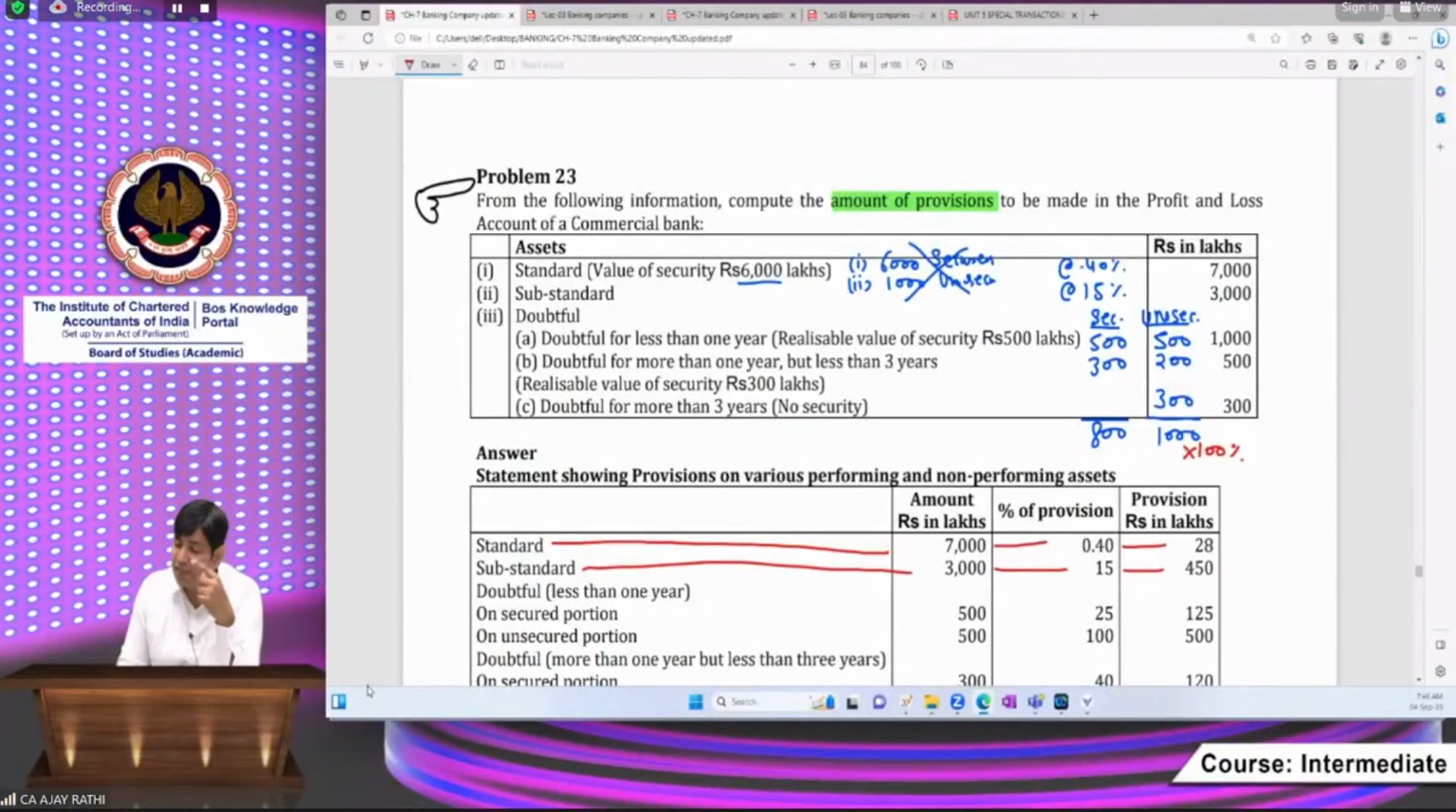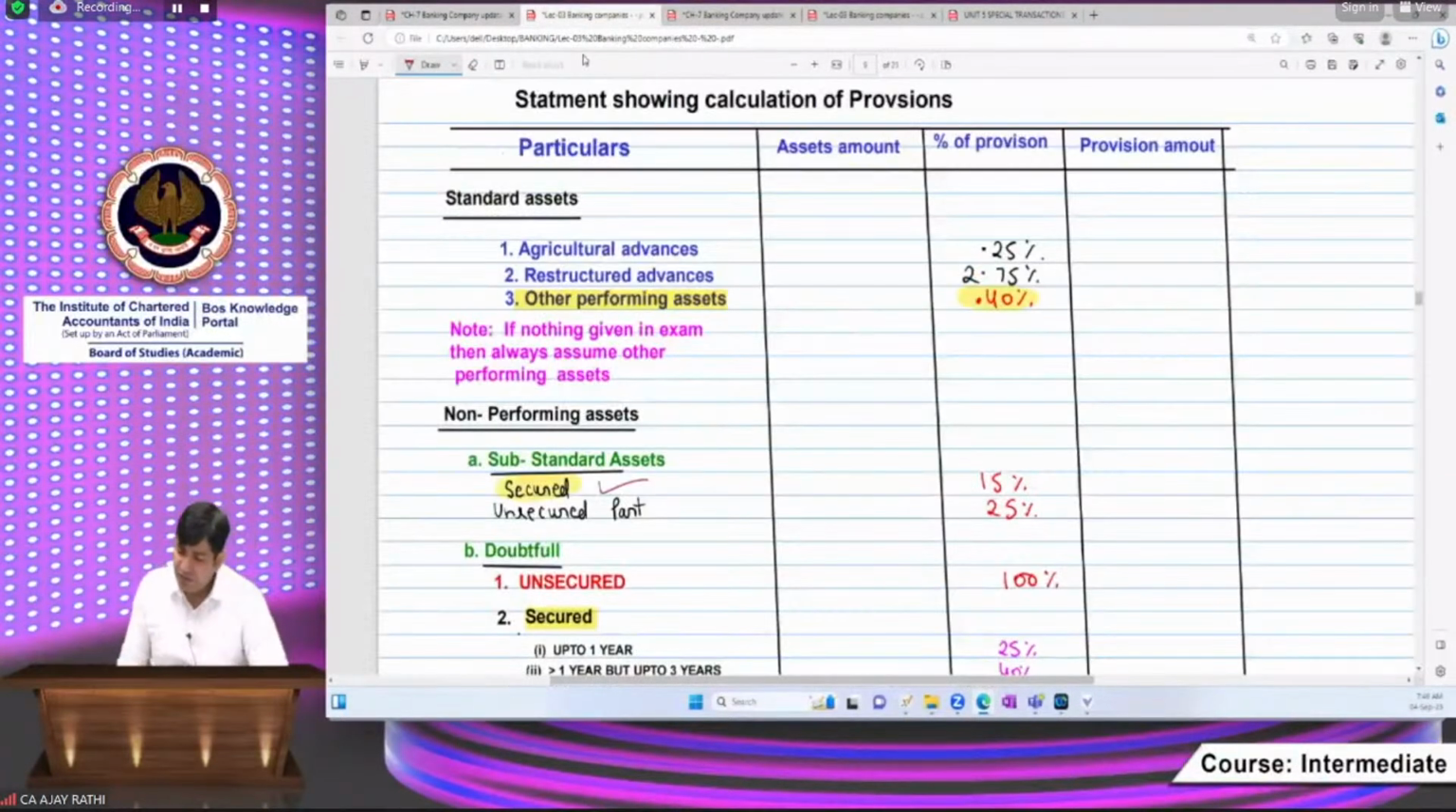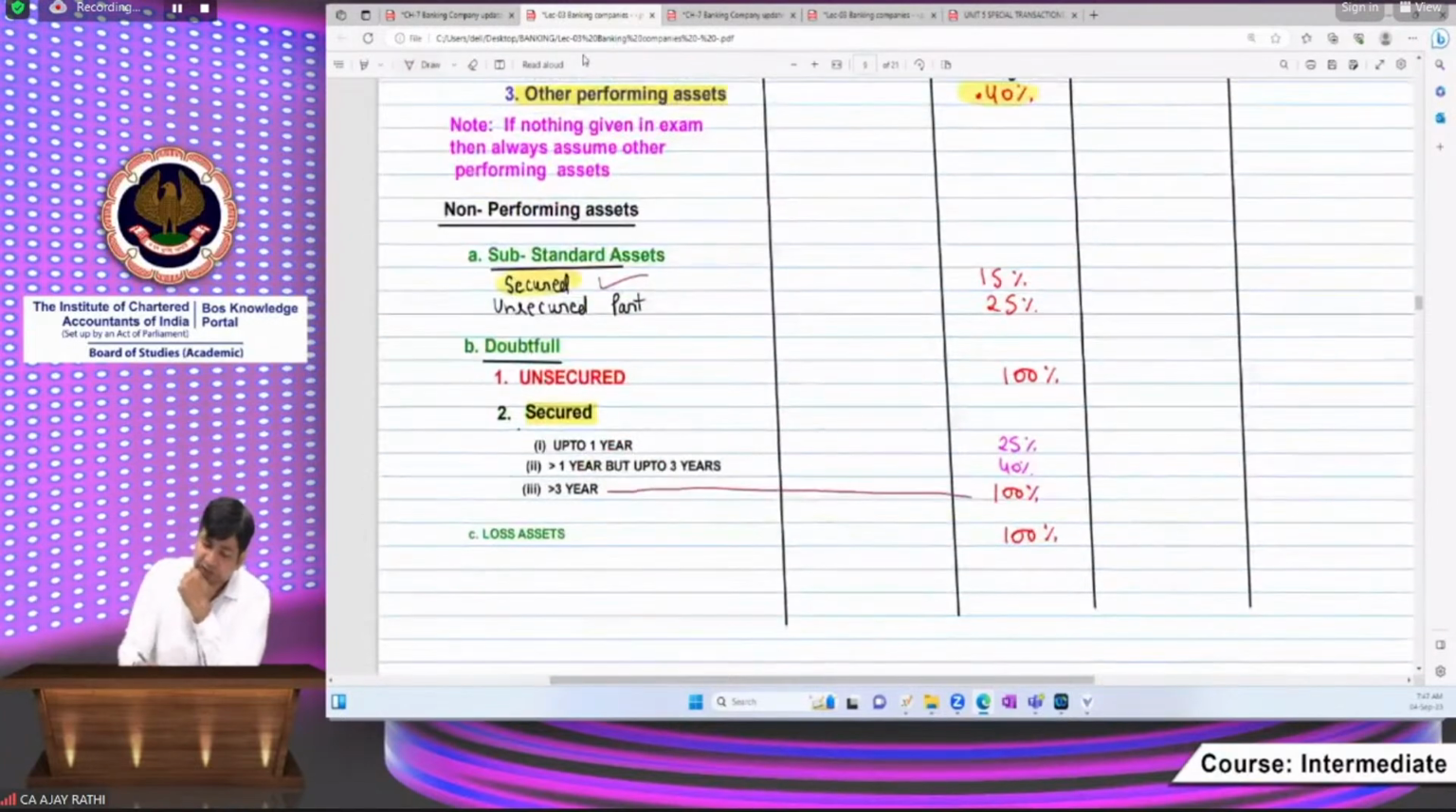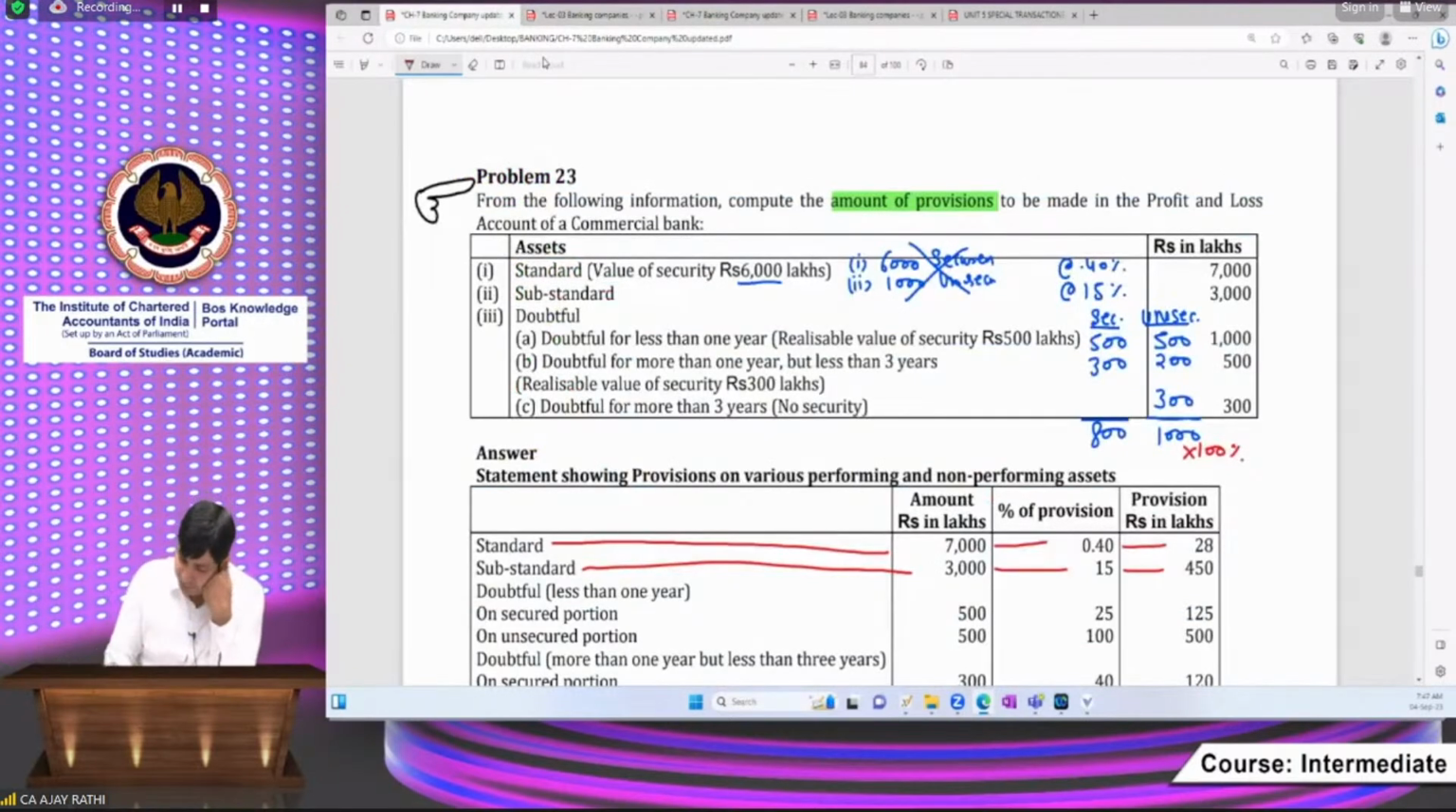No, sir. Now check. In case of secured, we have to check which period such belongs to. Like in case of doubtful for less than 1 year. See what the percentage is there. Check everyone. Up to 1 year, there will be 25%. Then that is 40%, and for more than 3 years 100%, but there is no such amount in case of more than 3 years. Yes, on 500 there will be 125 the provision.